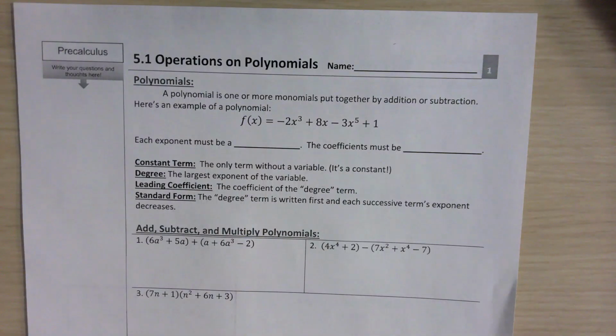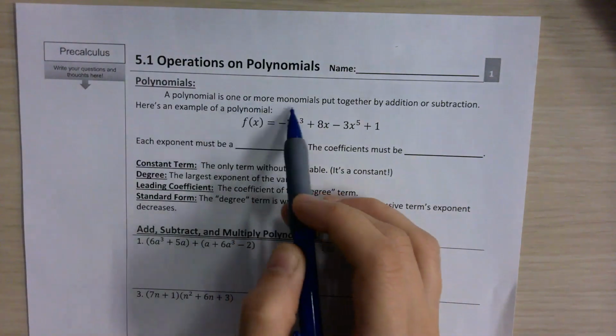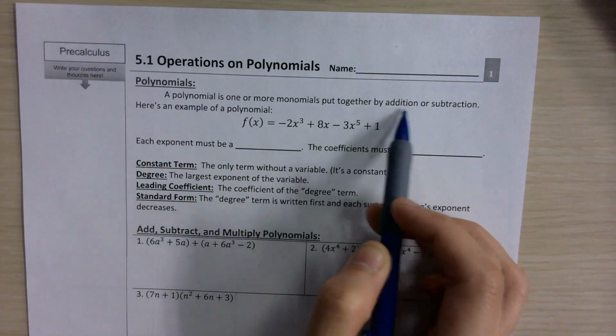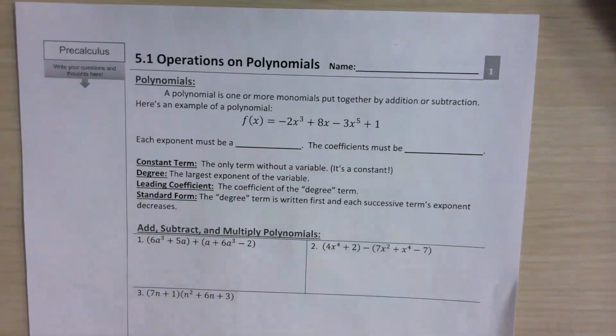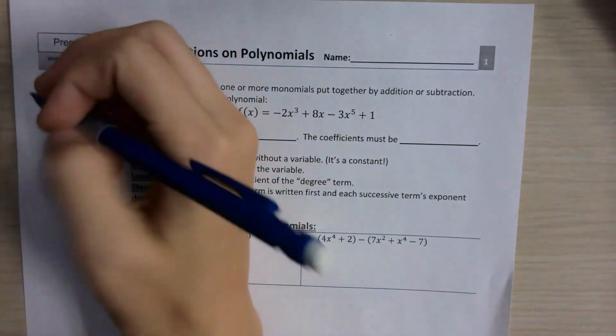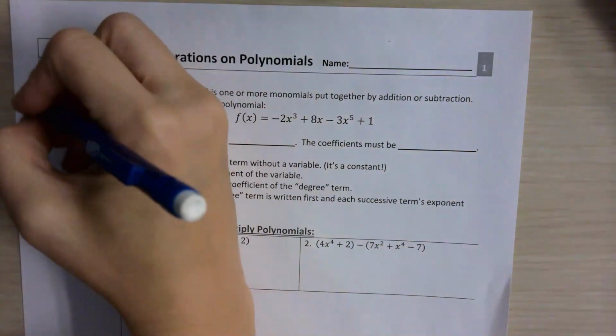Okay, so today we're going to do operations on polynomials. And a quick definition: a polynomial is one or more monomials put together by addition or subtraction. Here's an example of a polynomial. Monomial is a vocab term that you should know.